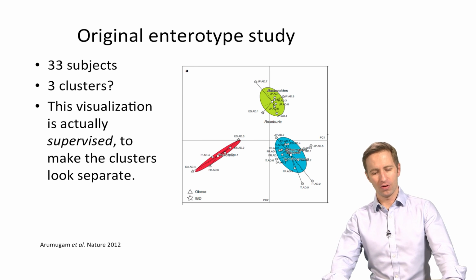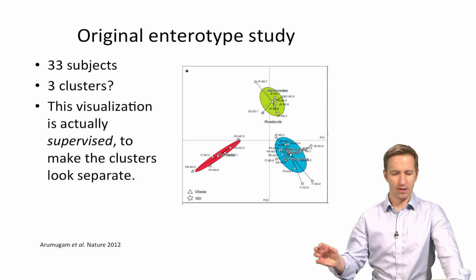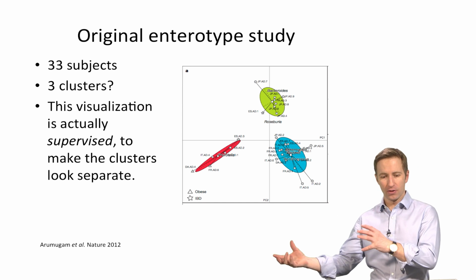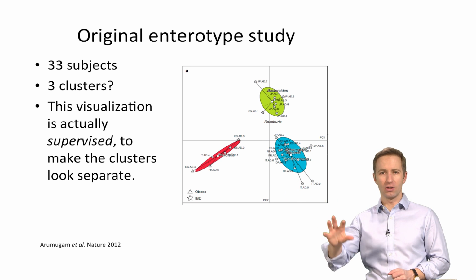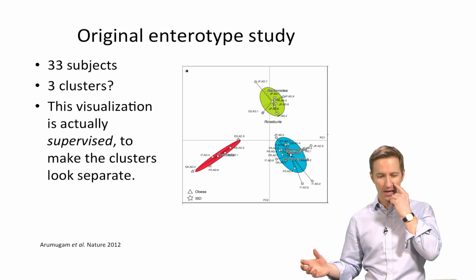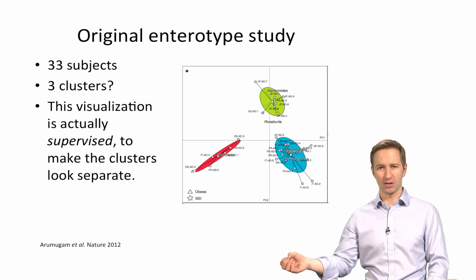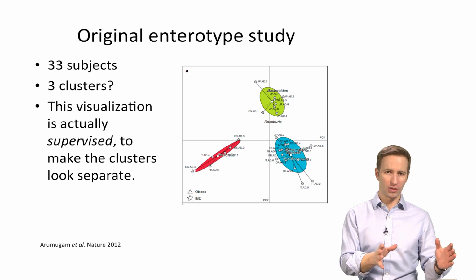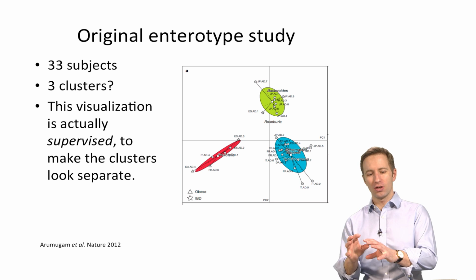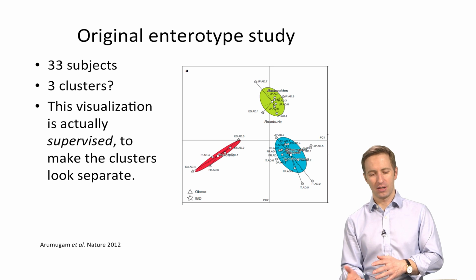Now, we saw this example a few videos back where there was a study that had discovered these three discrete types in the gut. And here's figure one, which had these very nice looking separate clusters. There were 33 subjects in the data set, and the claim was that there were these three clusters. It turns out this visualization is actually a supervised visualization where the clusters were determined separately using a different algorithm, and then the visualization tries to make them look as separate as possible using the species information.